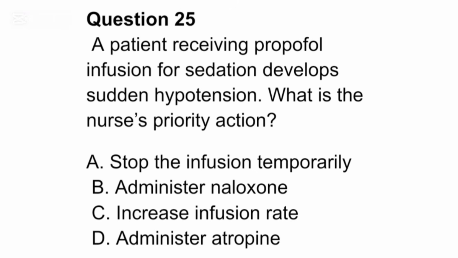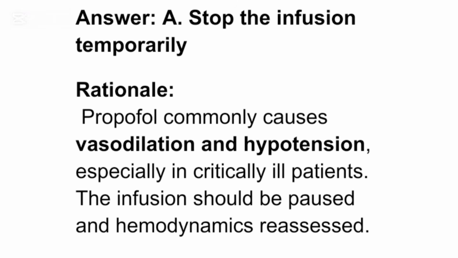Question 25. A patient receiving propofol infusion for sedation develops sudden hypotension. What is the nurse's priority action? A. Stop the infusion temporarily. B. Administer naloxone. C. Increase infusion rate. D. Administer atropine. The answer is A. Stop the infusion temporarily. Rationale: Propofol commonly causes vasodilation and hypotension, especially in critically ill patients. The infusion should be paused and hemodynamics reassessed.